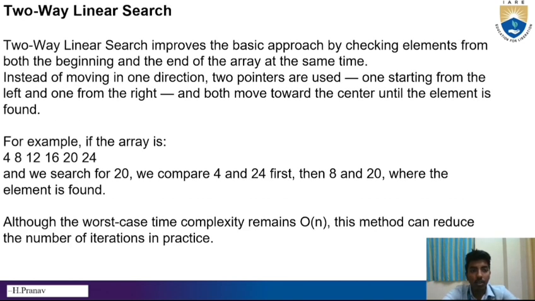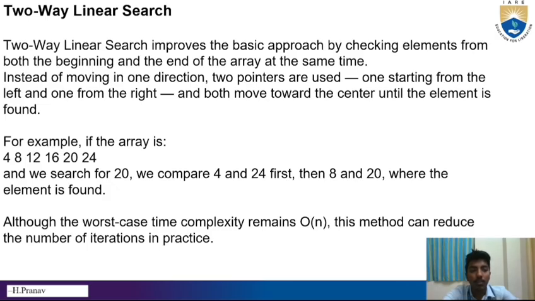And fourth is two-way linear search. Two-way linear search improves the basic approach by checking elements from both the beginning and the end of the array at the same time. Instead of moving in one direction, two pointers are used, one starting from the left and one from the right, and both move toward the center until the element is found.